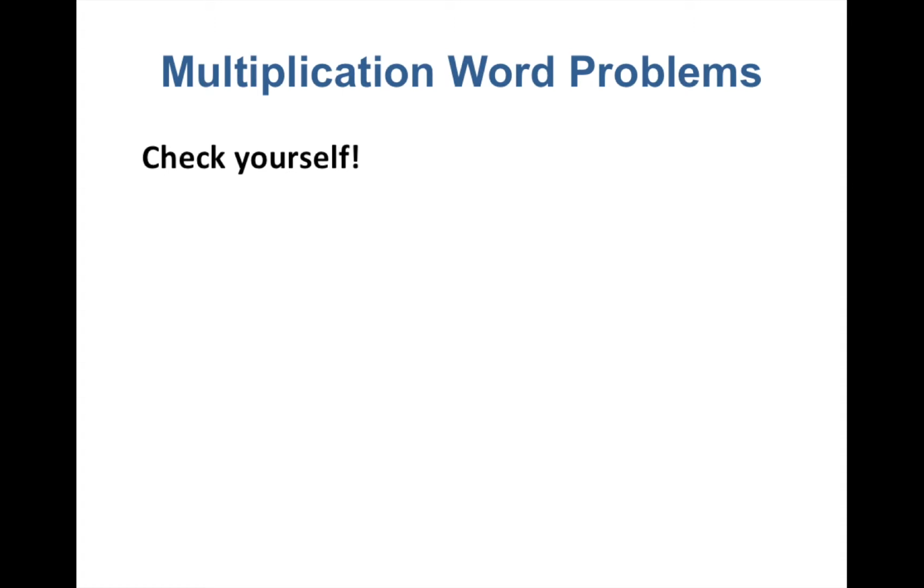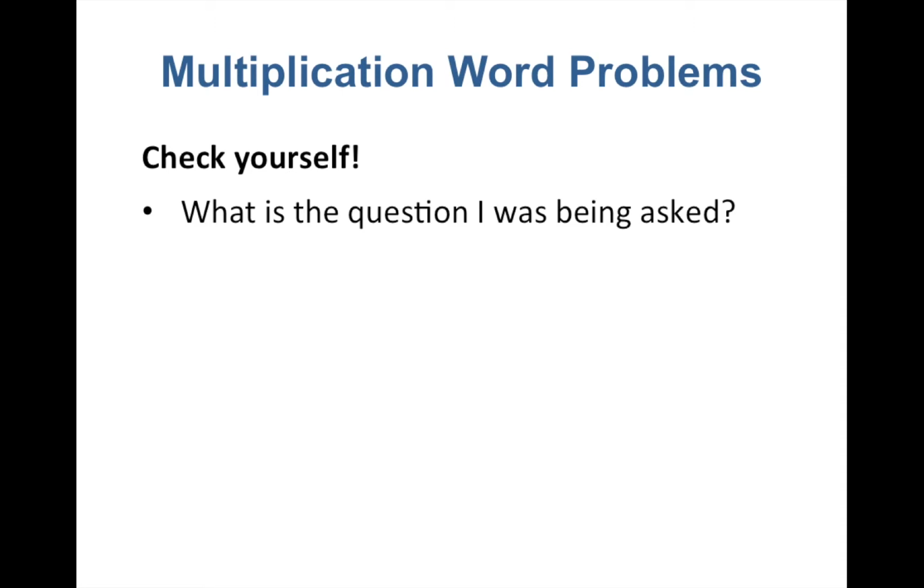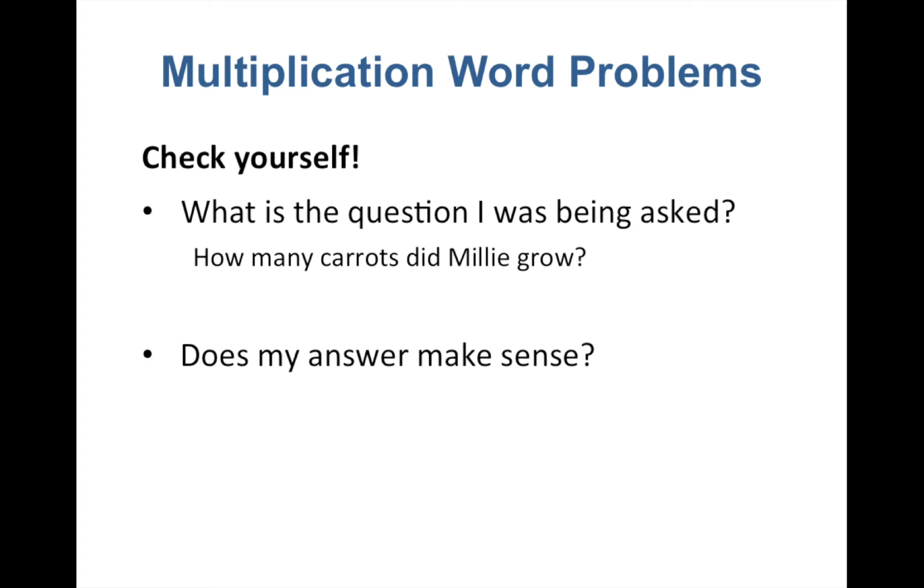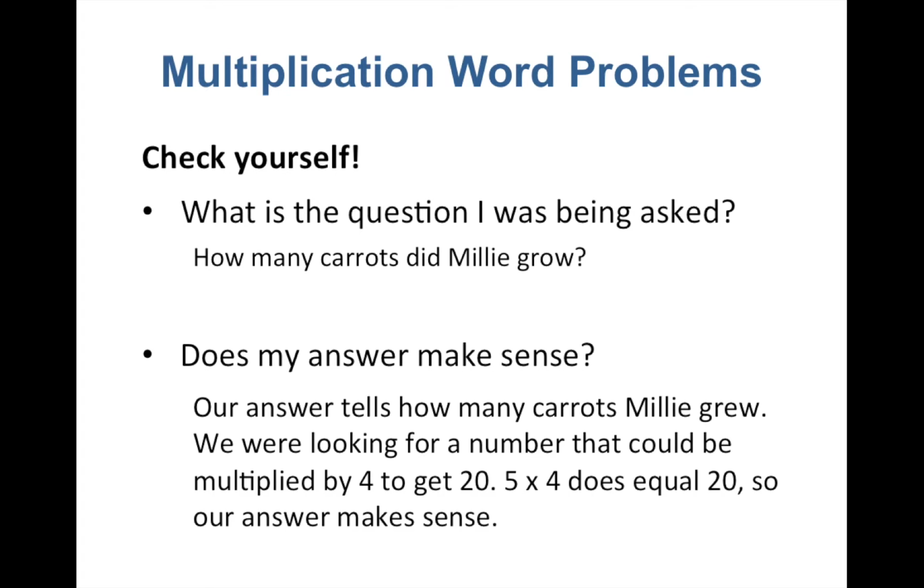So let's check our work before we're done. What was the question we were being asked? We were being asked, how many carrots did Millie grow? And does our answer make sense? Our answer tells how many carrots Millie grew. We did answer the question. We were looking for a number that could be multiplied by 4 to get 20. 5 times 4 does equal 20, so our answer makes sense.